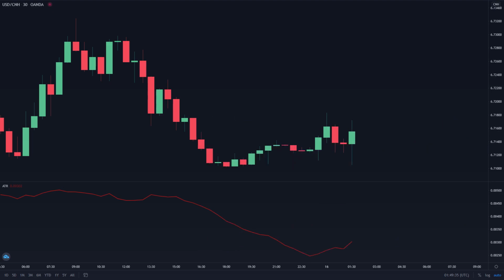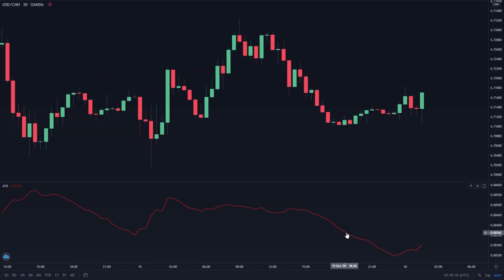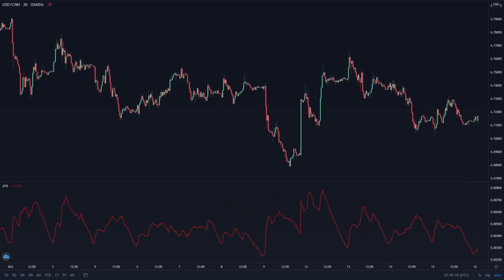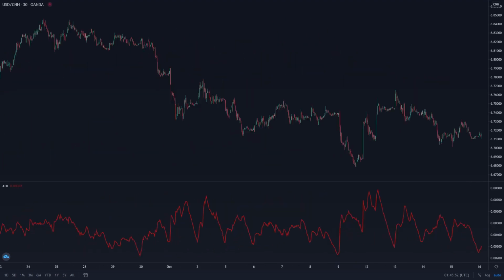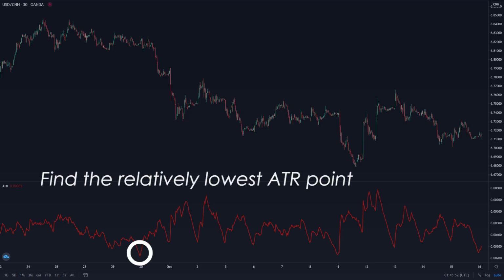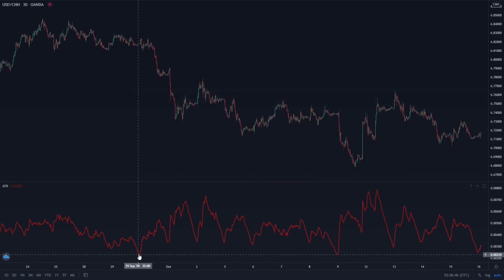So here's what you need to do. First, you pick a time frame. In this case, I'm using the 30-minute chart. Next, what you need to do is zoom out of the chart a little bit. You can see that the ATR is constantly switching from lows to highs. So now, what you want to do is find the relatively lowest point. It doesn't have to be the exact low, just pick one that is low enough. Now, you point at it using your mouse to reveal the ATR value.